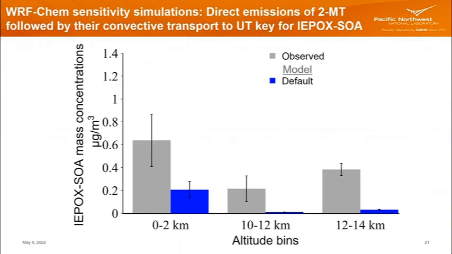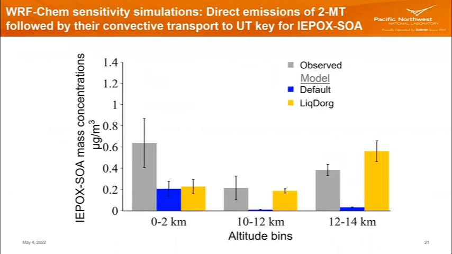So this is just showing a recap of the sensitivity studies. You have the observed as the gray bar, and the blue is the default model. As you can see, if you focus on the upper troposphere, the model is at least an order of magnitude lower than observations. So now, if you treat the organic aerosol as liquid-like in the upper troposphere, artificially by setting its diffusion coefficient to be equal to water, and you also allow the particles to retain liquid water in the particle phase, that is the yellow line. So then you can explain measurements in the upper troposphere, right?